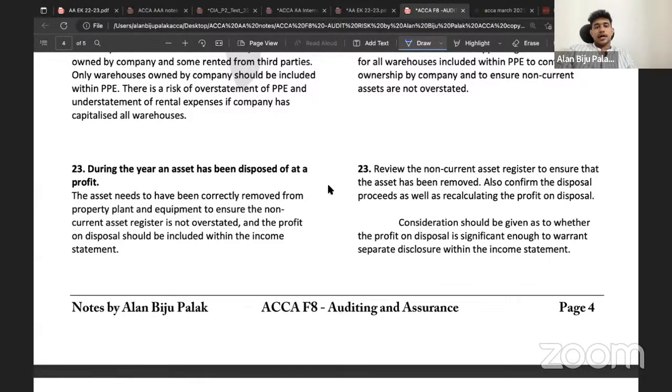The scenario will say that the company has received significant profit on disposal, or the company has incurred significant loss on disposal. So whenever a company gets a high amount of profit on disposal or loss on disposal, it might possibly be due to an incorrect depreciation policy. If the company has over depreciated the asset, it would create profit on disposal for the company. And if the company has under depreciated an asset, it would create loss on disposal for the company.